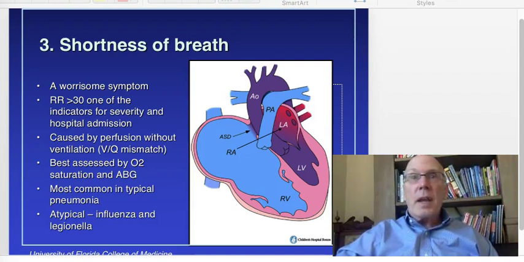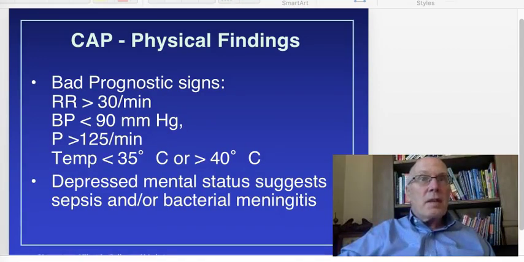The severity of shunting is best assessed by oxygen saturation and arterial blood gas determinations. Significant hypoxia is most common in typical pneumonia, but can be seen in some forms of atypical pneumonia, specifically influenza and Legionella. The physical exam is very helpful in determining the severity of illness, particularly vital signs and mental status.